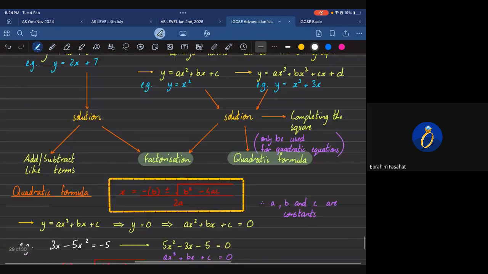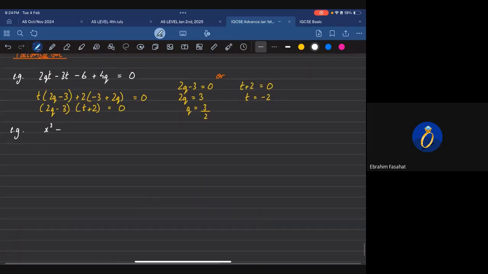x cubed minus 25x. Now, again, guys, this is a cubic equation. Now, I have not told you any straightforward method to solve that cubic equation. Obviously, you need to solve the cubic equation, but the best way to solve this type of question is simply to convert it to a quadratic equation. I take x out common, I factor it out. It's going to become x squared minus 25 and is equal to 0.